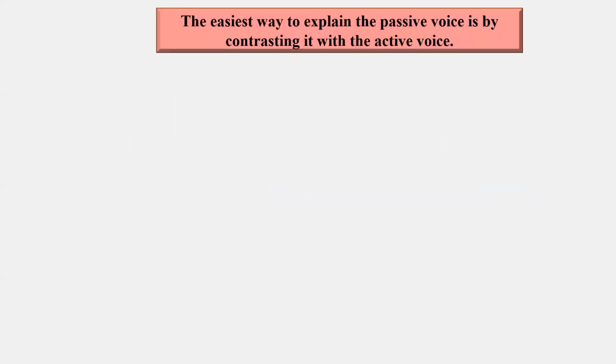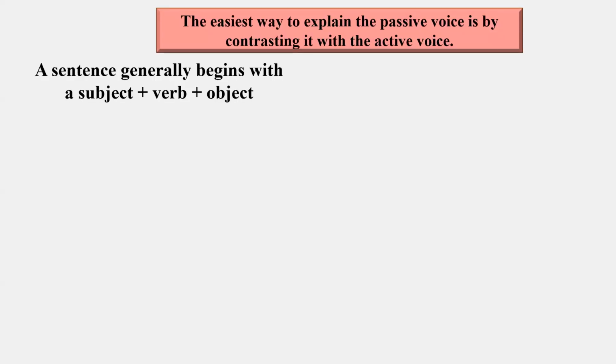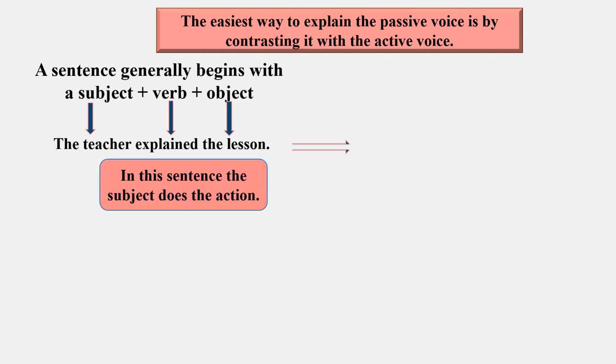The easiest way to explain the passive voice is by contrasting it with the active voice. A sentence generally begins with a subject plus verb plus object. Of course, here we're talking about transitive verbs that take objects. So let's see this example. The teacher explained the lesson. The teacher is the subject, explained the verb, and the lesson is the object. In this sentence, the subject does the action. That's why we say it is an active sentence.